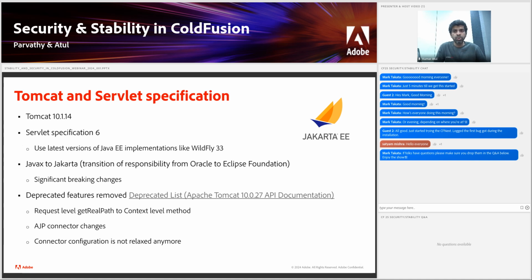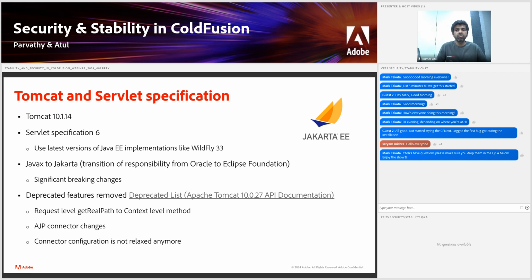Moving on to our next broader section, the most important upgrade that we have done in this beta release is the Tomcat upgrade. We are now supporting Tomcat 10.1, the latest one being Tomcat 1.14. And with this, we have moved to servlet specification 6. You already know what it brings for us.